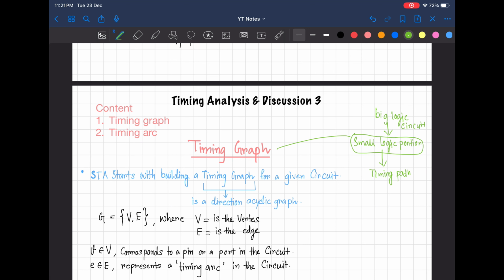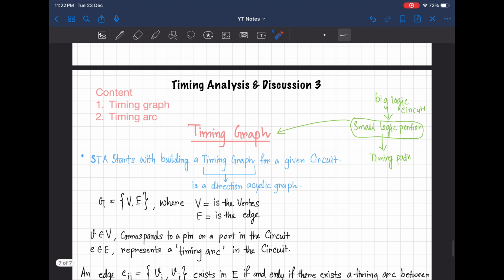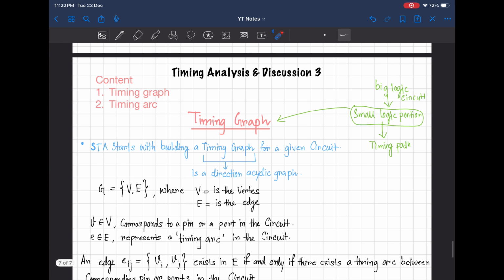Because if you don't represent that small logic portion in the timing graph, you cannot properly estimate the timing of every path. There are several timing calculations, also graph based analysis and path based analysis. For now, any logic portion we represent in the timing graph, and that timing graph is actually a directed acyclic graph, which we call a DAG.